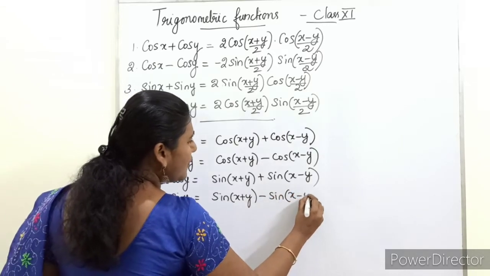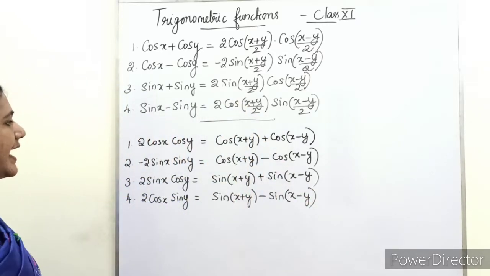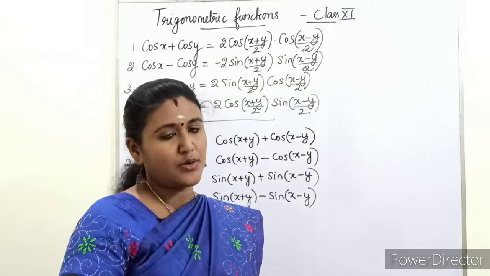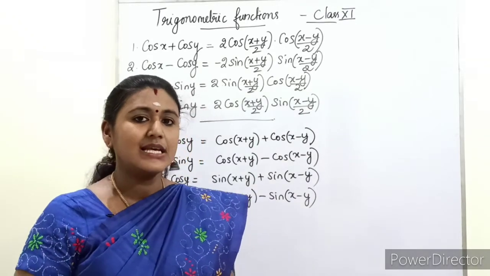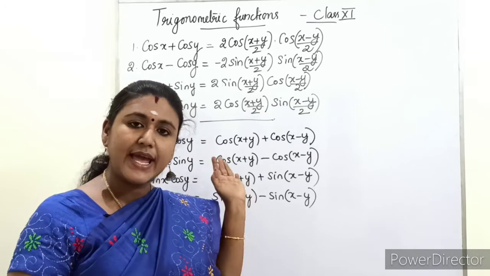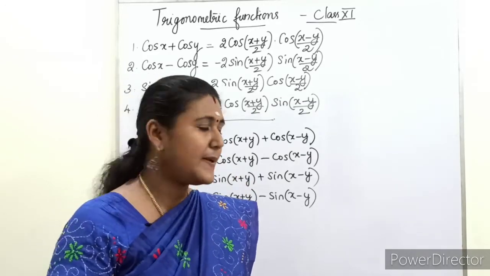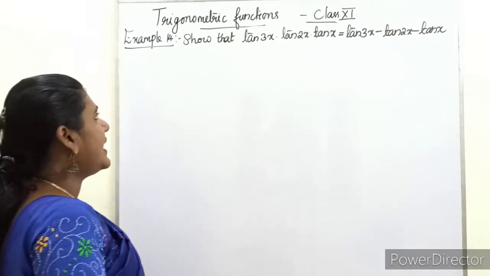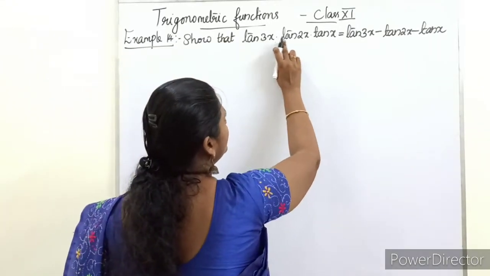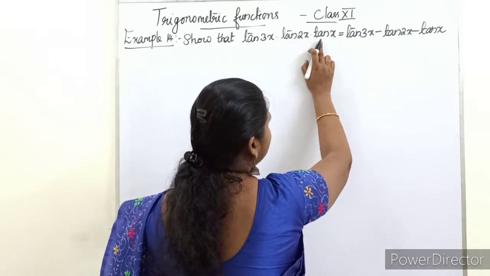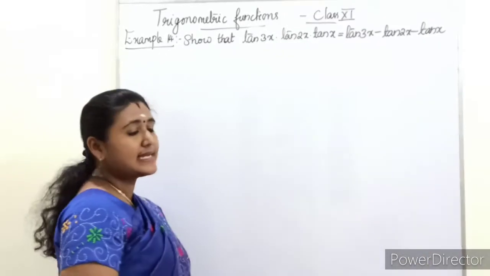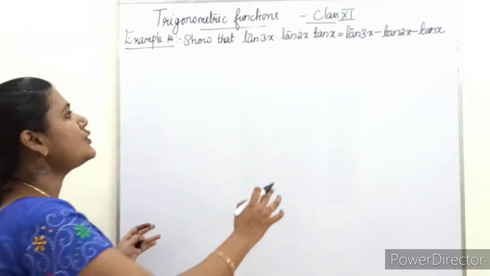So these four sets of formulas, that is these 8 formulas, are very important, you will be using them in many questions. Now we are going to see some example questions based on these formulas. Okay. Now example number 14. Show that tan 3x into tan 2x into tan x is equal to tan 3x minus tan 2x minus tan x. So how to prove this?